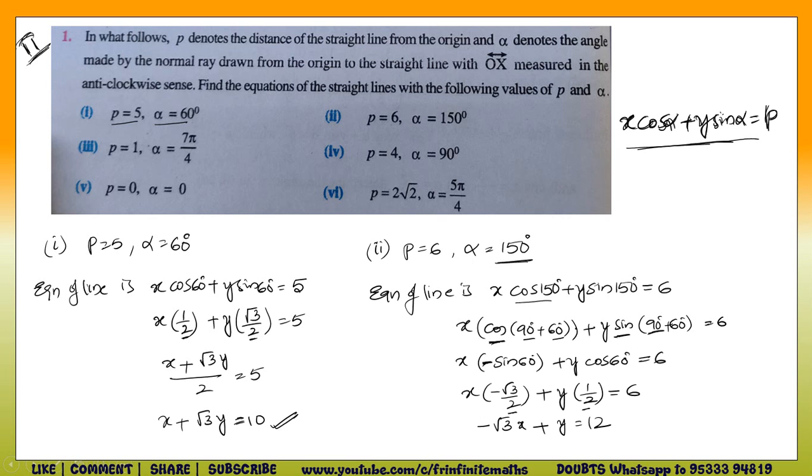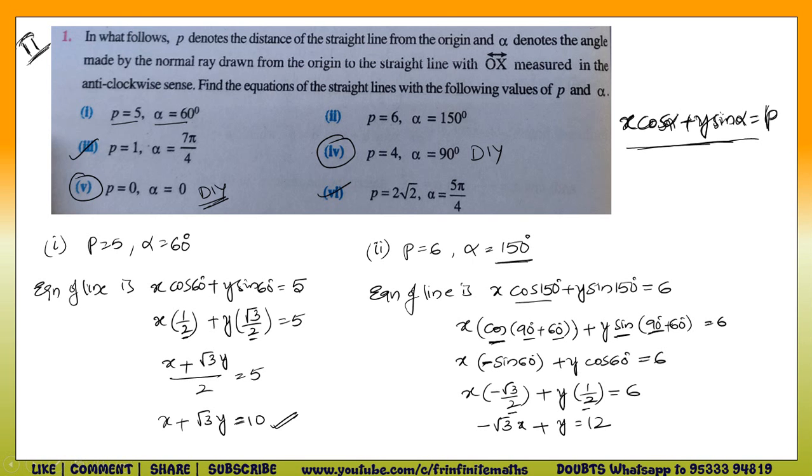Next, I will explain question number 3 and question number 6. You try to do question number 4 and question number 5 yourself, because those have comparatively smaller values and you know those standard values, right? So question number 3 and question number 6 I am going to explain.